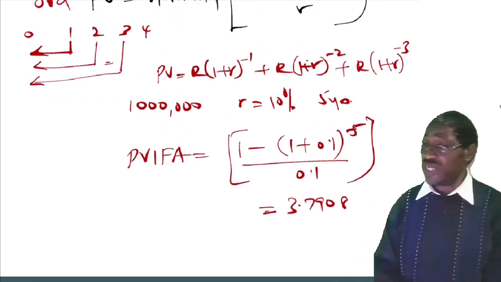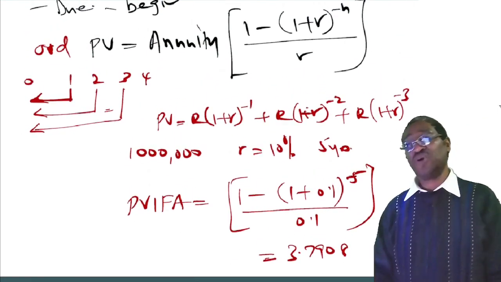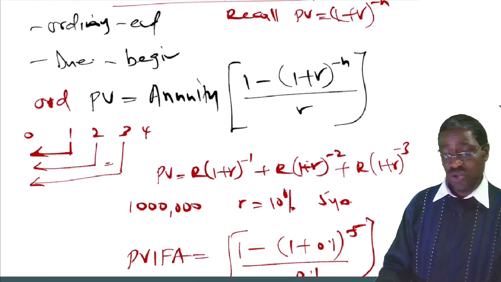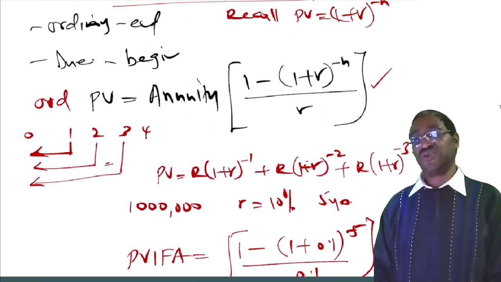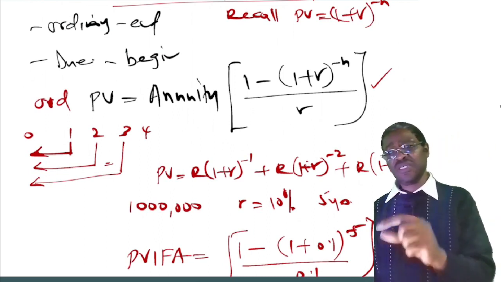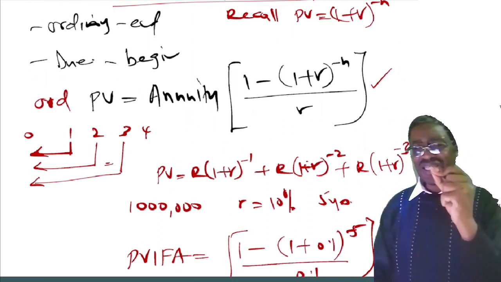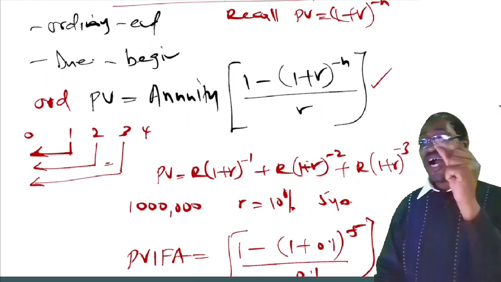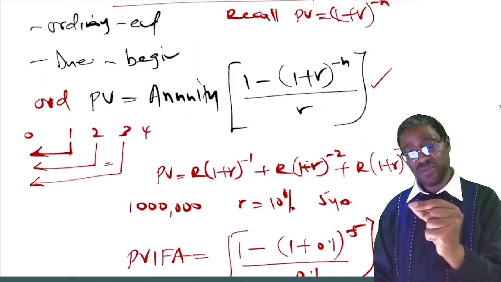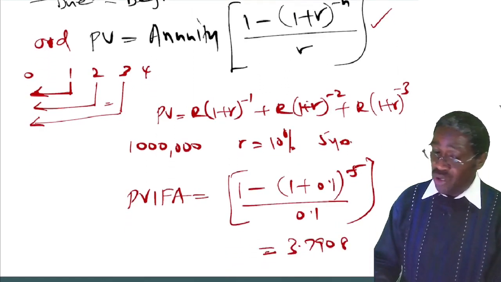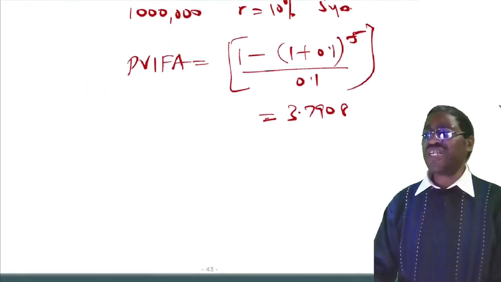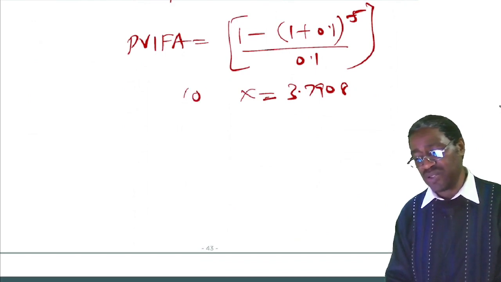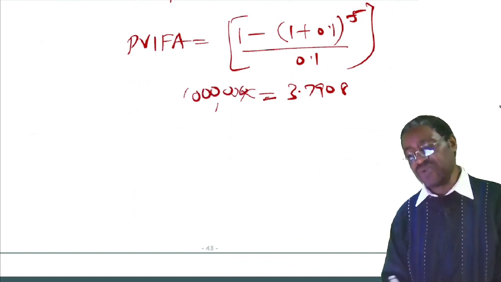If the examiner gives you the table, fine. You are okay. But if he doesn't give you the table, you have to remember this formula. Listen, that is the formula for getting the present value of a future annuity, which is an ordinary annuity. Of course, you now multiply this by 1 million. Get the present value, whatever it will be.